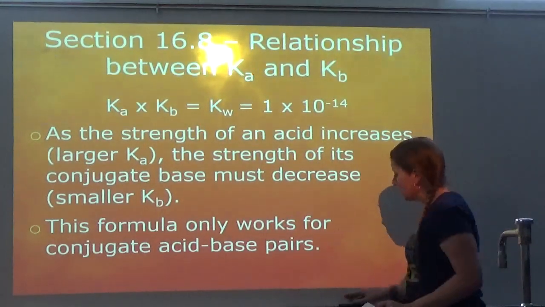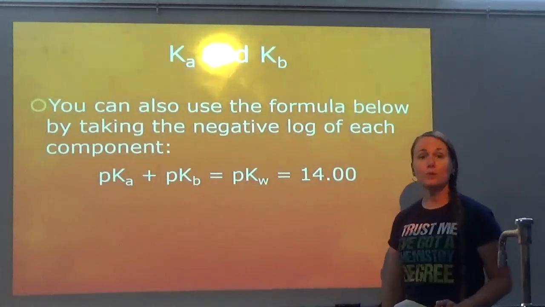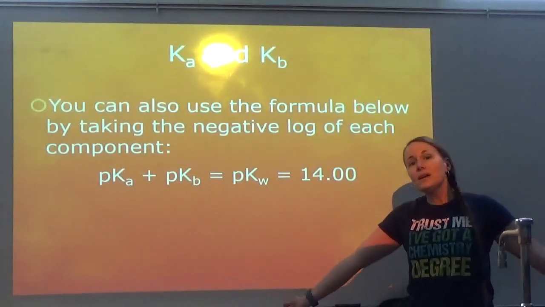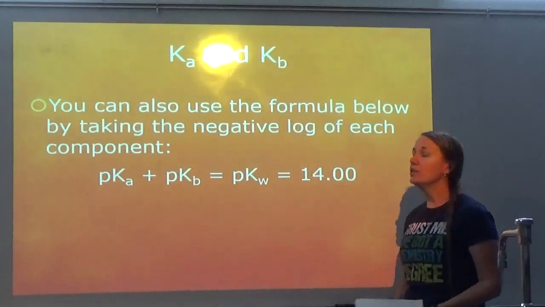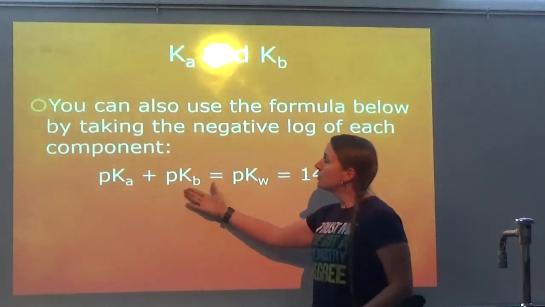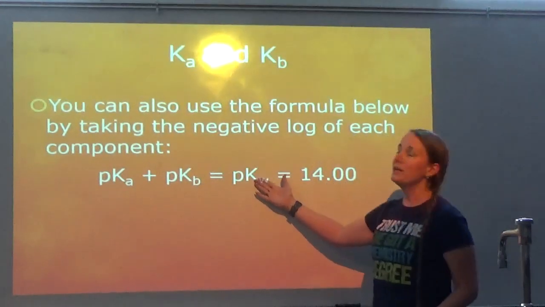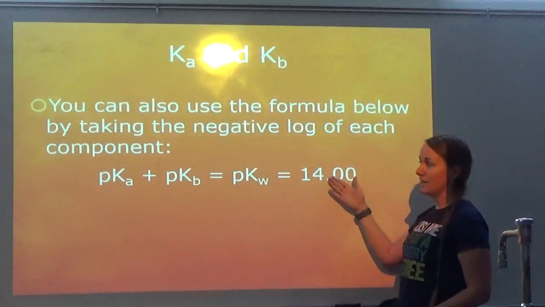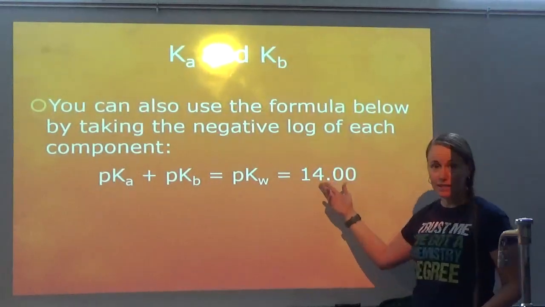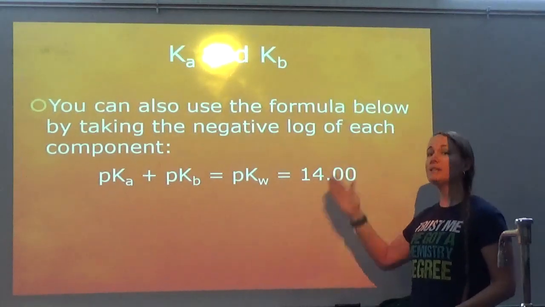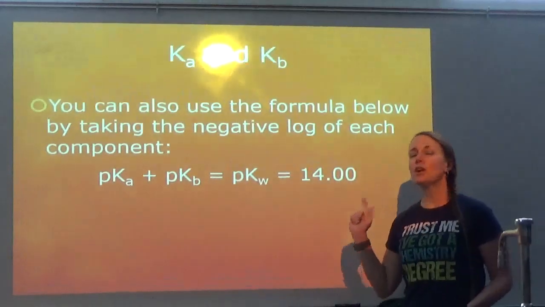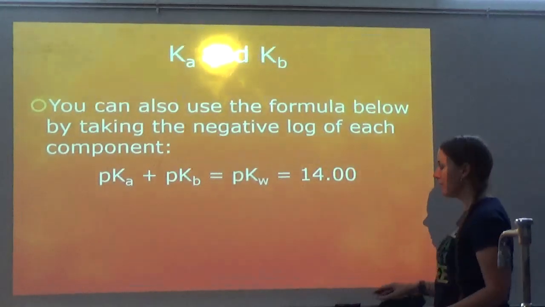All right, so let's look at some super easy examples. Oh, just kidding. We're going to look at another formula first. Of course, we all know p means negative log of. So if you do the negative log of each, then your pKa plus your pKb must equal pKw, which is 14. So pKa plus pKb equals 14. Ka times Kb equals 1 times 10 to the negative 14. Both of these formulas are on your formula sheet, so don't worry about memorizing them.